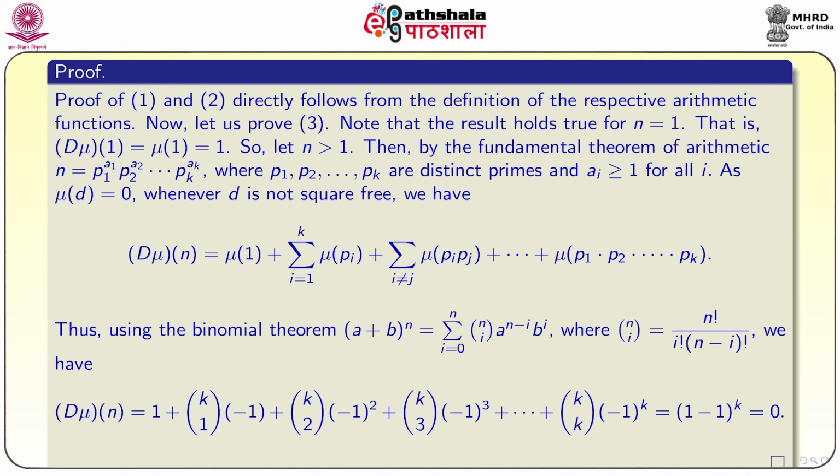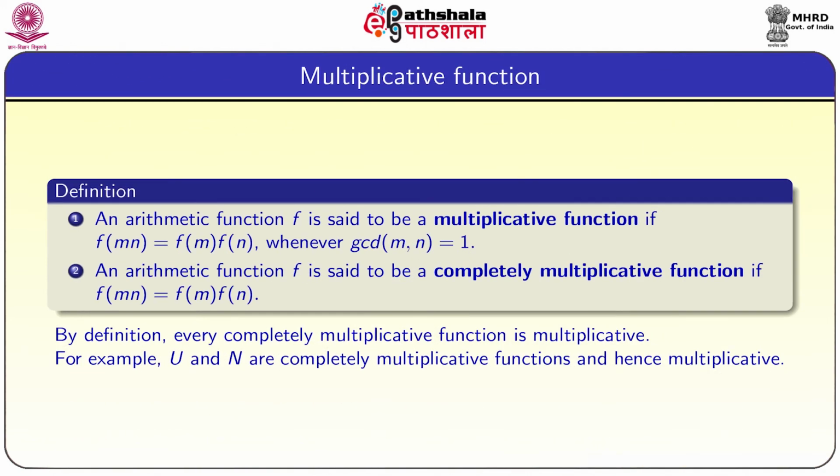Hence, the result follows. Now, we are going to define a multiplicative function. An arithmetic function f is said to be a multiplicative function if f of m into n is equal to f of m into f of n whenever GCD of m comma n is equal to 1.